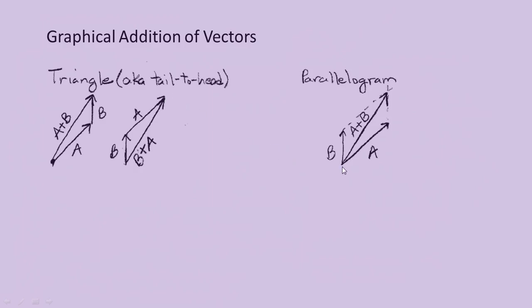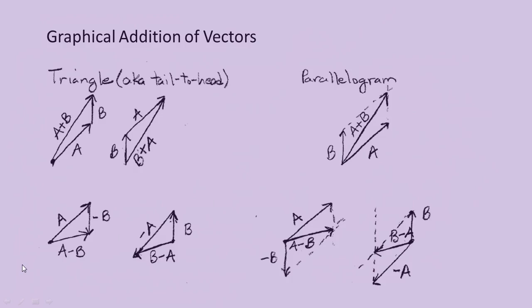Now there's another way of doing this. If we have our vectors A and B and we want to add them together, we can create a parallelogram. Place the tails of vector A and vector B at the same point, then go to the head of vector A and draw a dashed line parallel to vector B. And you repeat the process: you go over to vector B, start at the head of vector B and draw a dashed line parallel to vector A. And where these two dashed lines intersect, that will be the head of your resultant vector, A plus B.